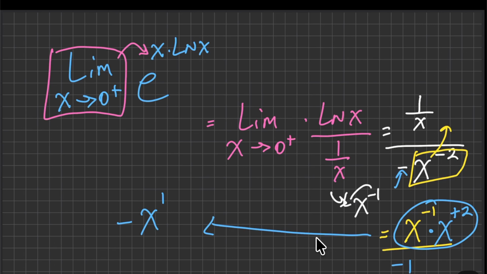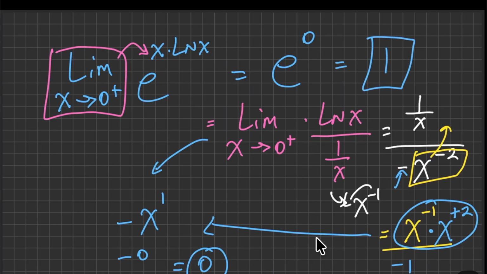Now, when we apply the limit, when we plug in 0 here, we're going to get negative 0, otherwise known as 0. So now, folks, we're going to have e to the 0, otherwise known as 1. So 1 is your final answer on this complicated limit.